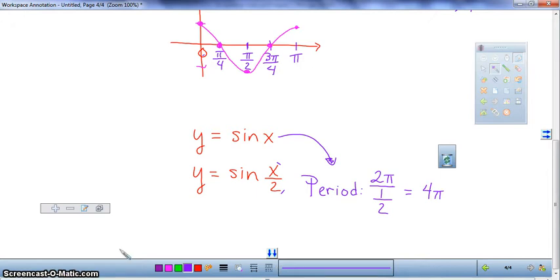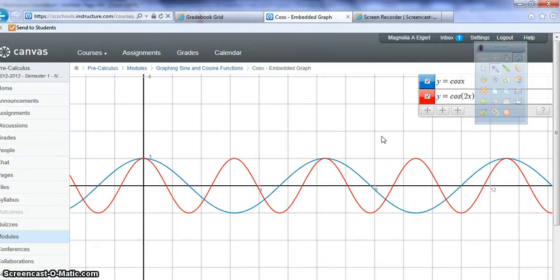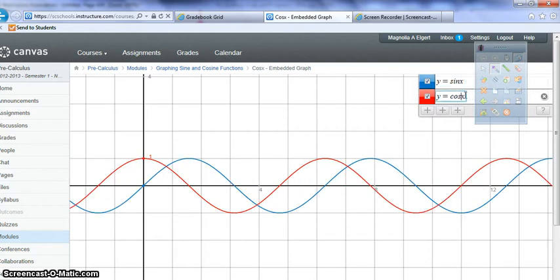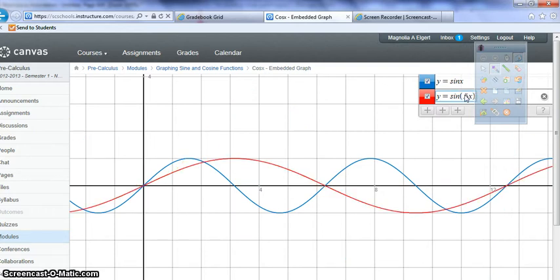If I can find it, I will show you. Oh, I'm on sine. We'll just change this one to sine. Sine of x, and then the sine of 0.5x looks like that. So it's stretched out.